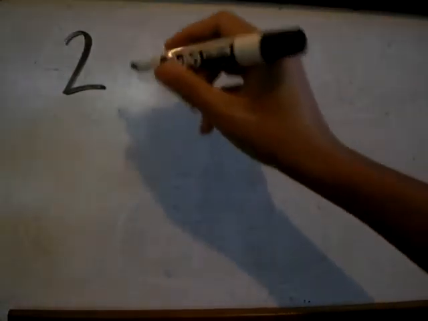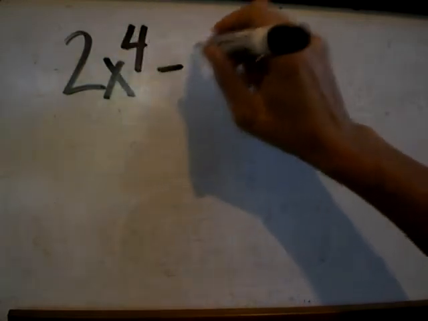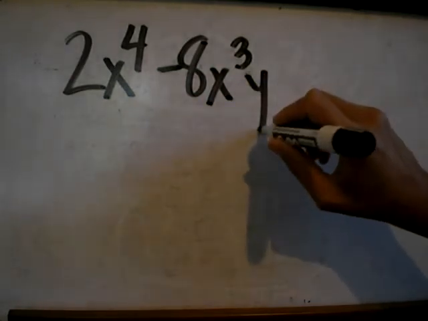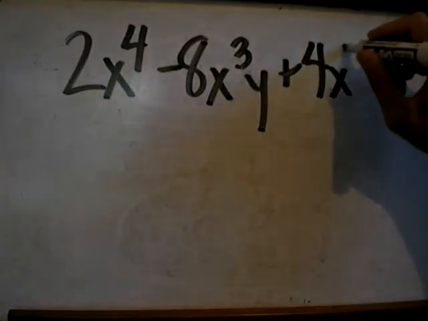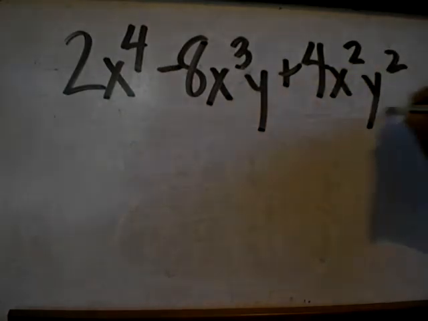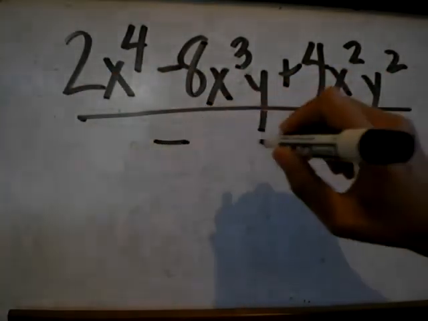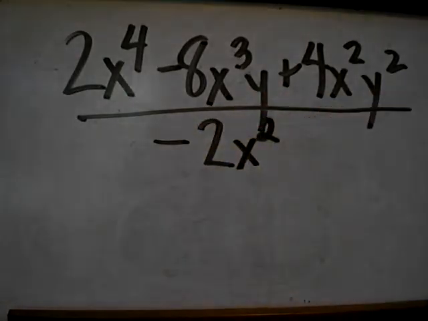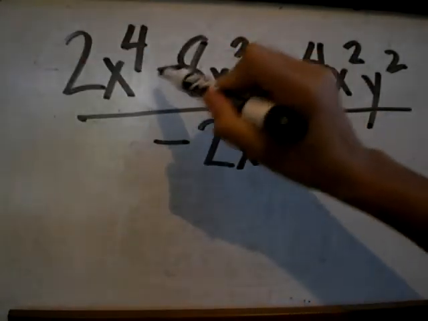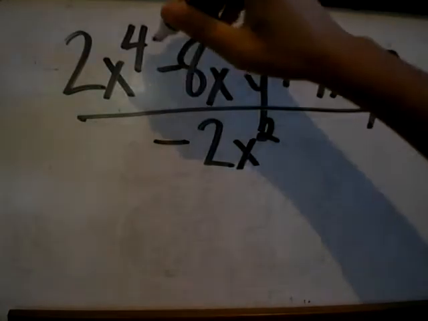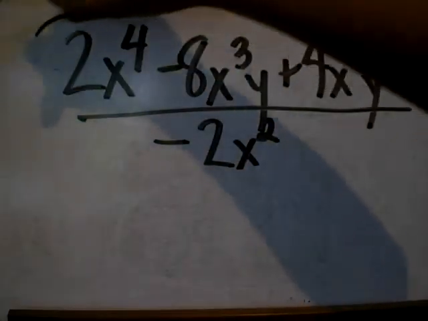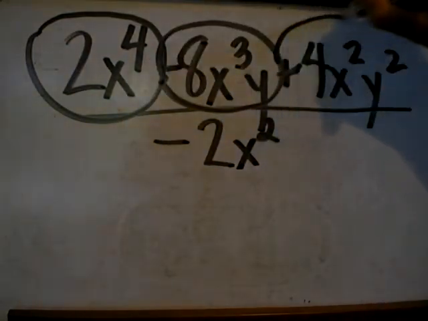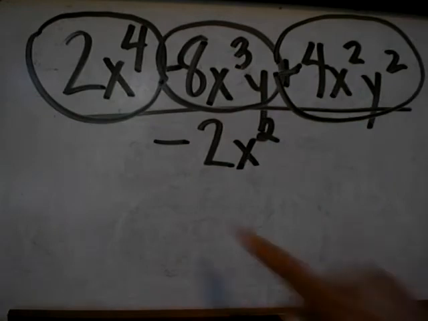This one is 2x to the 4th minus 8x to the 3rd times y plus 4x to the 2nd times y to the 2nd, divided by negative 2x to the 2nd. Remember, if it helps you to circle those terms to separate them from each other, go ahead and do that. I'm going to do it. All right, so here we go.